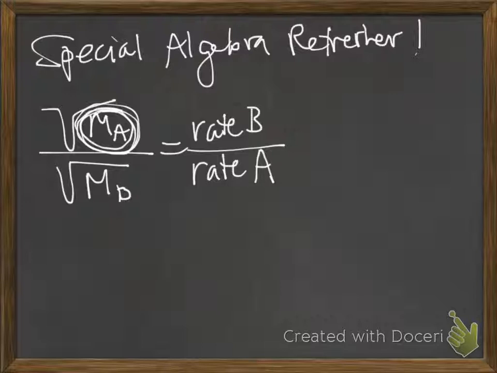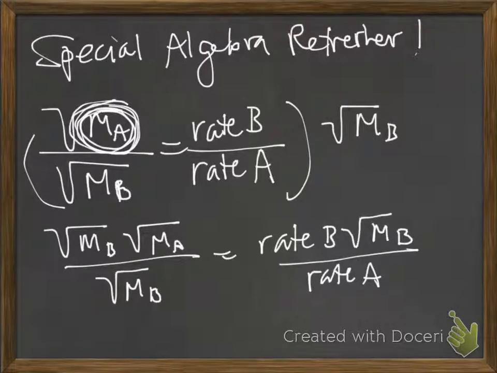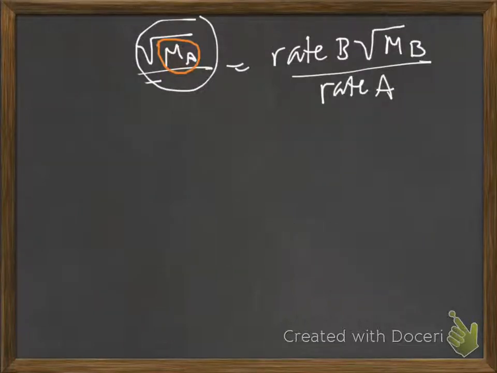Okay, the key to remembering everything wonderful about algebra is, if you do it to both sides of the equation, it's legal. First thing we want to do is isolate this on its own side of the equation. So I'm going to multiply both sides by the square root of the mass of B. That will give me this. So those cancel out, and now I have the square root of the mass of A isolated on its own side.